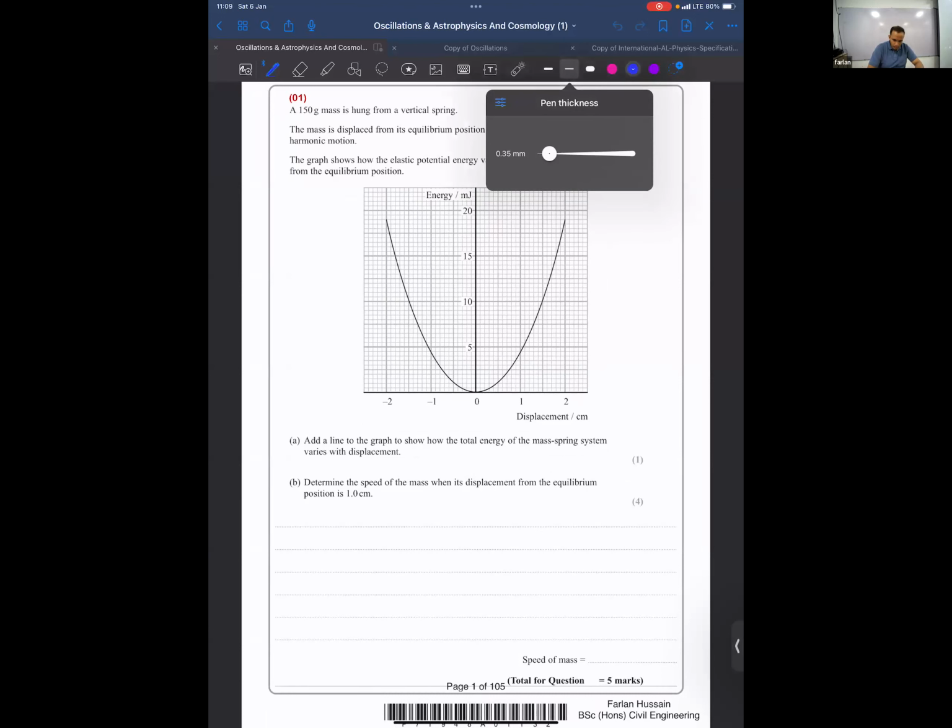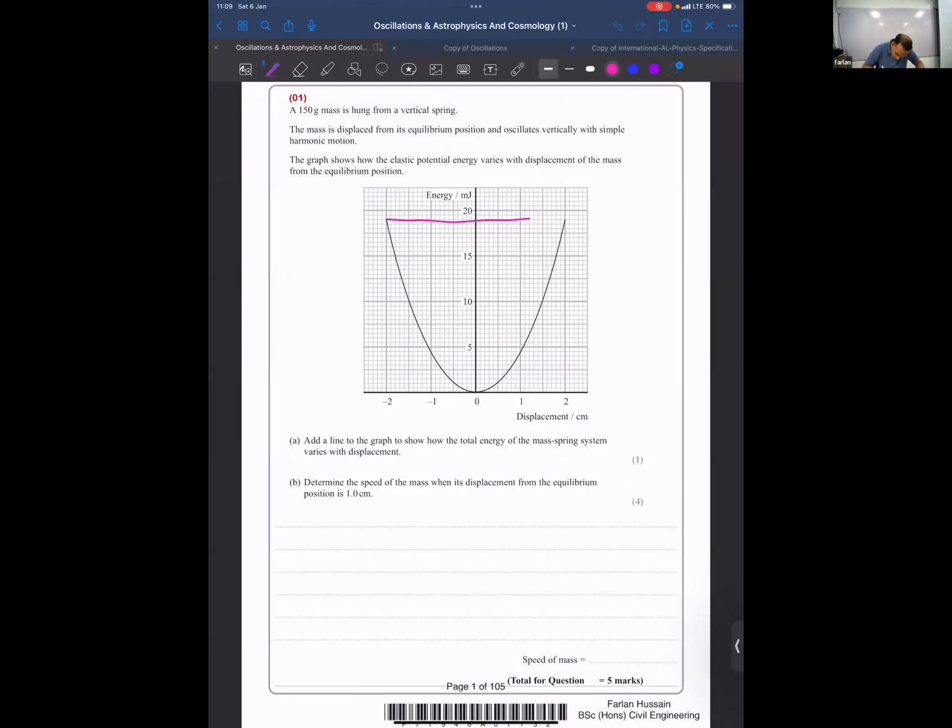So guys, the total energy, if you take, that will remain a constant. So it's going to be a graph like this. Total energy will remain constant. Agree? Determine the speed of the mass when its displacement from the equilibrium position is 1 centimeter.